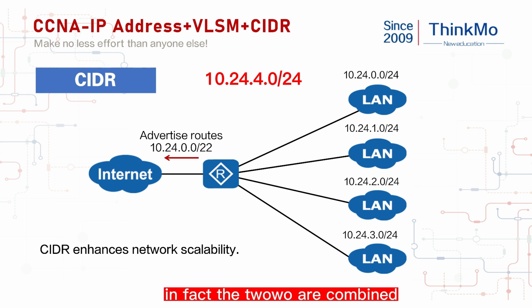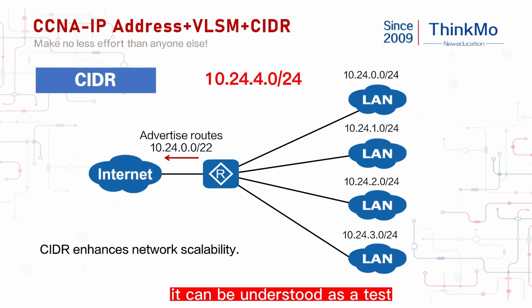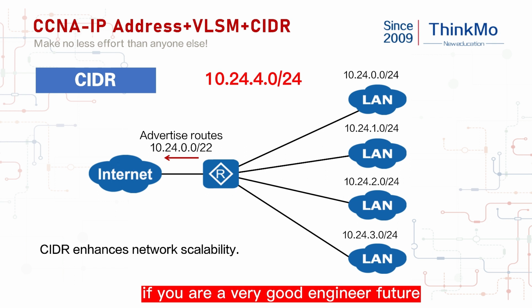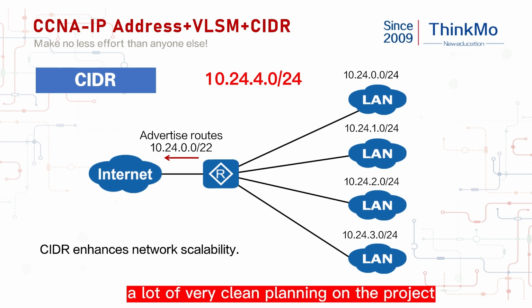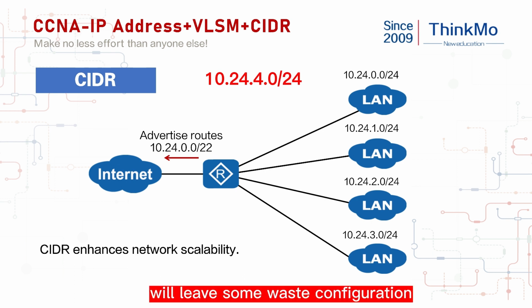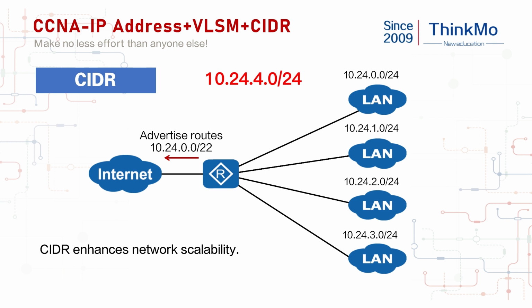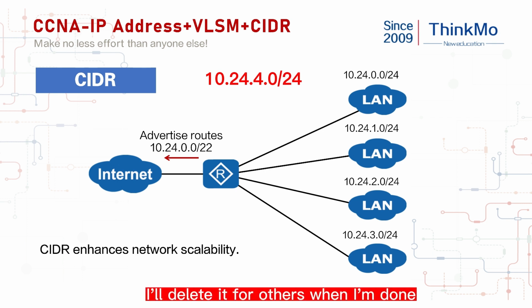In fact, the two are combined. For us network engineers, it can be understood as a test. If you are a very good engineer, in the future you will see a lot of very clean planning on projects, where the overall network planning is very neat. For example, when you do some configuration and make a cutover, you leave some waste configuration, or you do some transition configuration, and I'll delete it for others when I'm done.